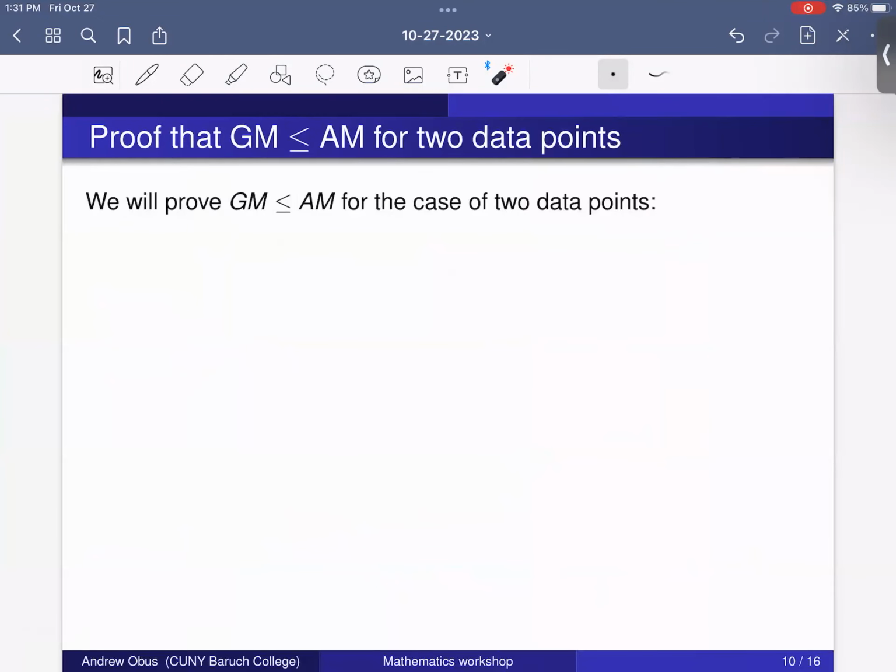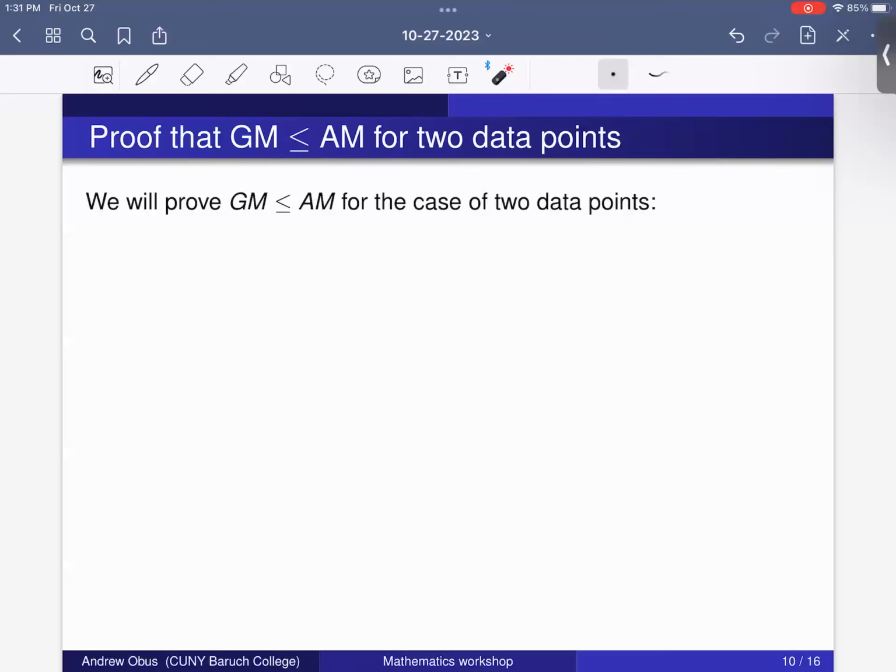Let me do one proof. We'll save all of the measures of dispersion for next time. So I do want to prove, we'll do one proof, because after we finish statistics, we're going to be going on to geometry. And in geometry, there's lots of proofs. So let's start with a little proof.